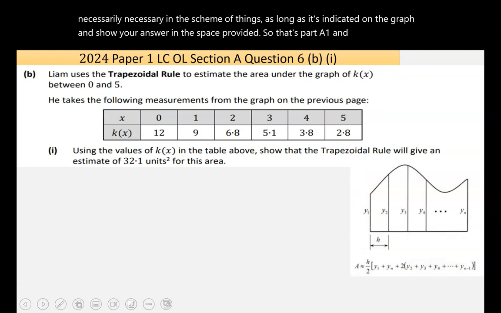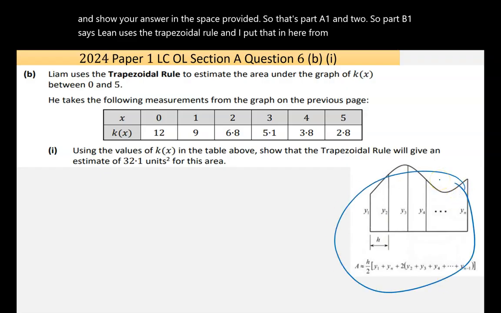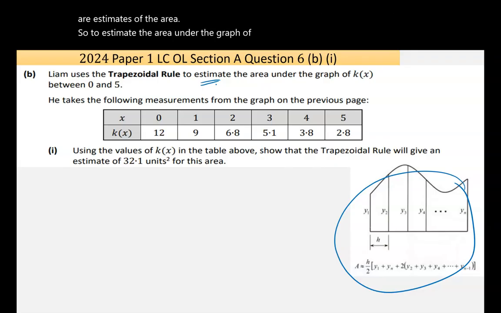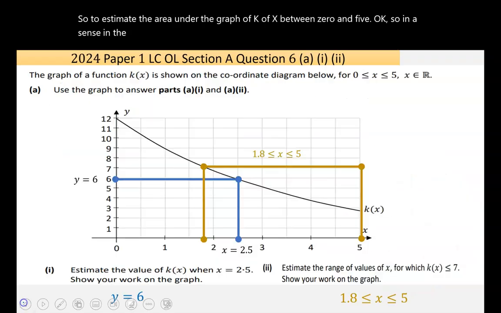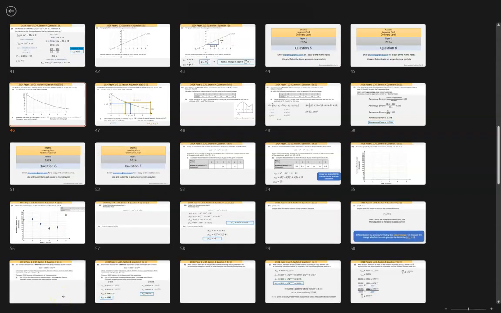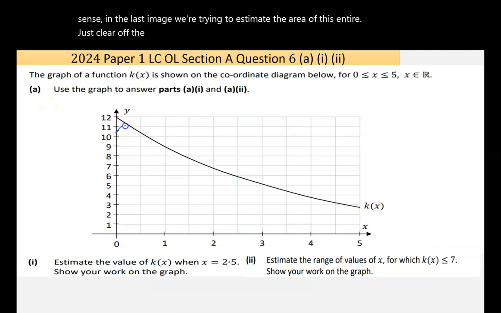So part B1 says Liam uses the trapezoidal rule, and I put that in here from the maths tables, to estimate, and it's important to remember the trapezoidal rule and Simpson's rule are estimates of the area. So to estimate the area under the graph of k of x between 0 and 5. Okay, so in a sense, in the last image, we're trying to estimate the area of this entire shape here.